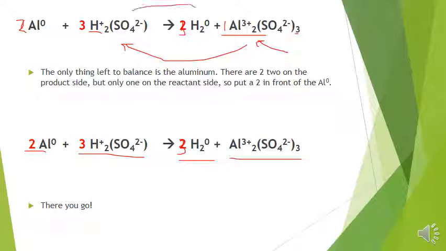So then come over and fix it on the other side. So what times 2 is 6? Put a 3 here. And then lastly, take care of the last substance, which is aluminum. You have 2 on this side, so you have to put a 2 over there.